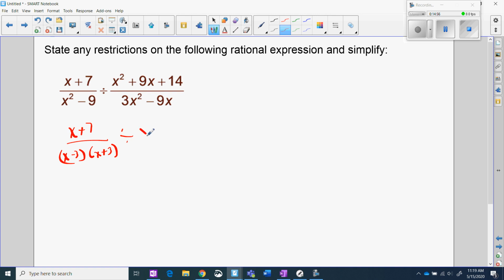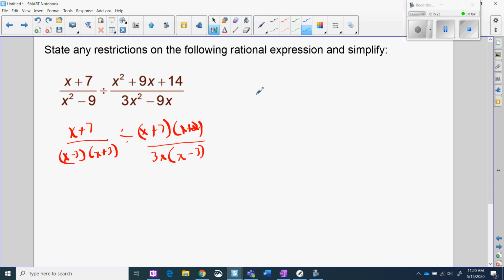Factor this one. X multiply to get 14, add to get 9 would be x plus 7 and x plus 2. The denominator has a GCF of 3x, leaving us with x subtract 3. Now, non-permissibles. Listen carefully to what I have to say here.